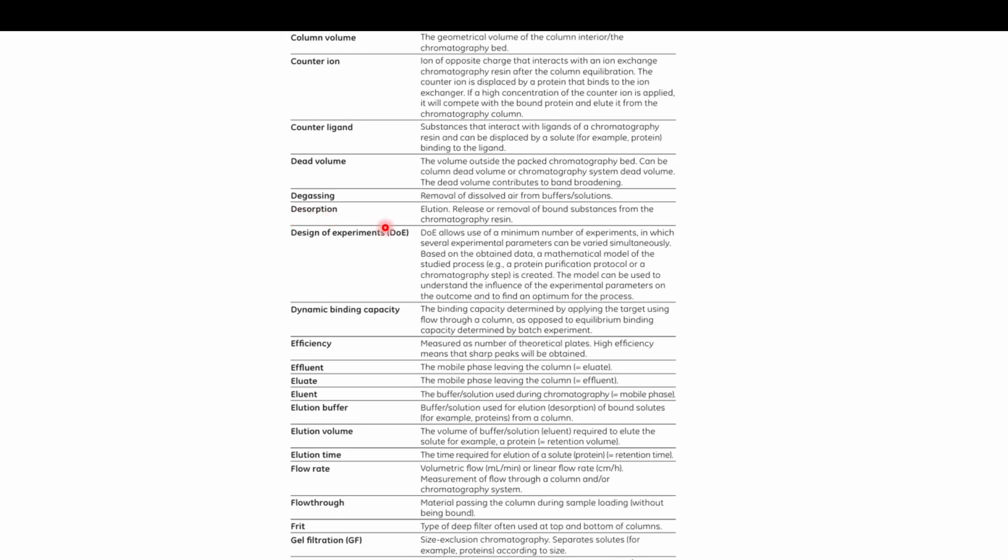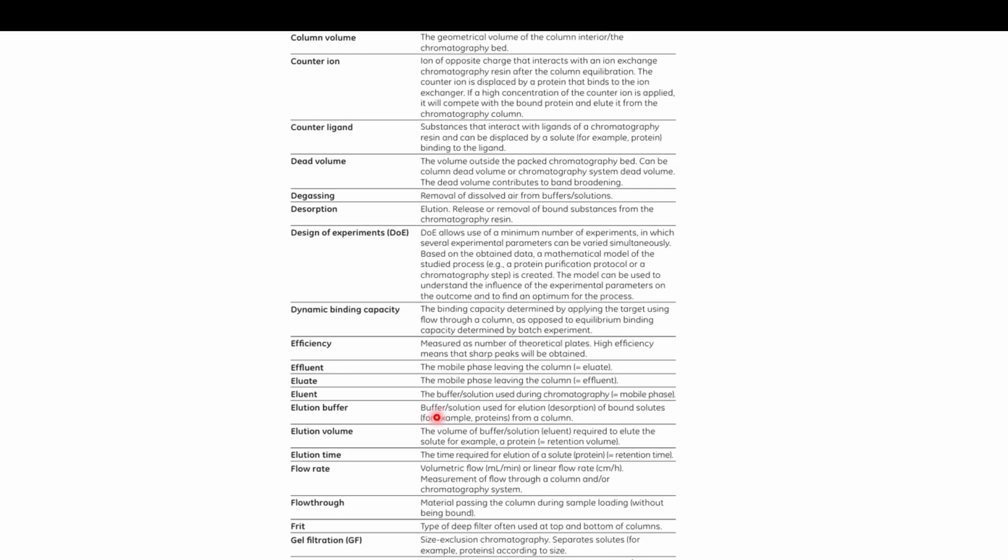There is desorption, the opposite of adsorption, which basically refers to elution, release or removal of bound substances from the stationary phase or the matrix. Then there's efficiency measured as the number of theoretical plates. High efficiency means sharp peaks will be obtained. We looked at that in the previous slide. Effluent is the mobile phase leaving the column or the eluate. Eluate is the effluent and eluent is the buffer or solution used during chromatography, the mobile phase.